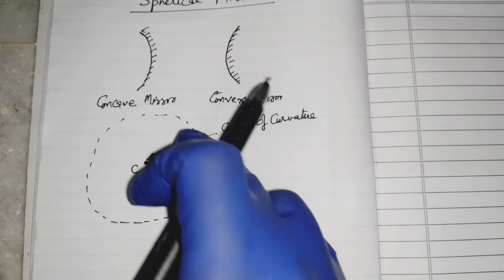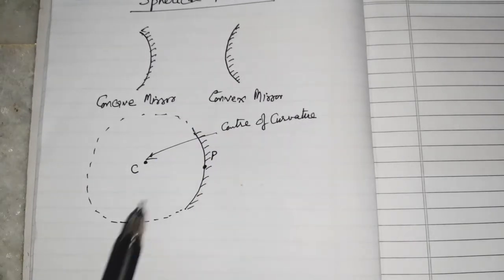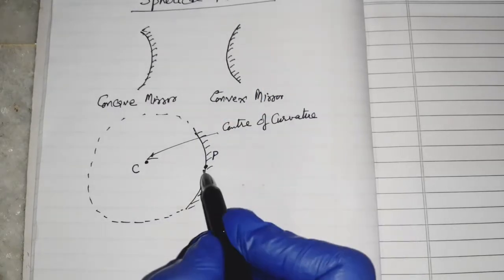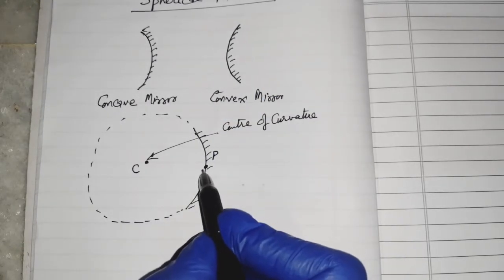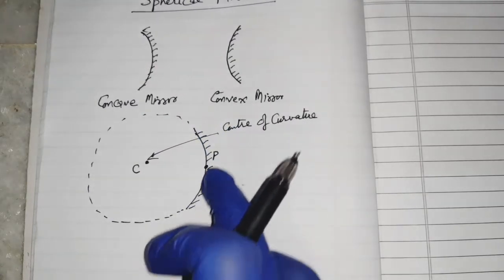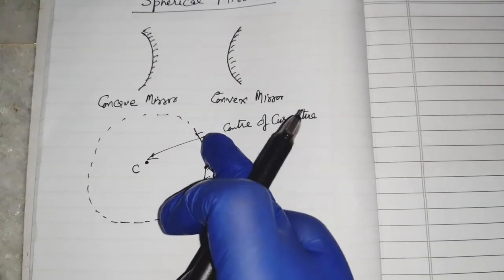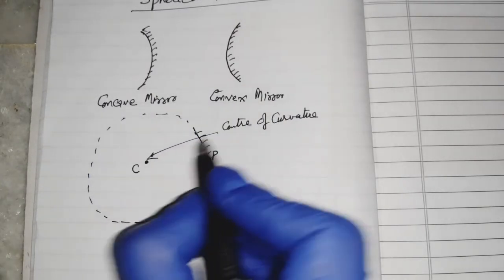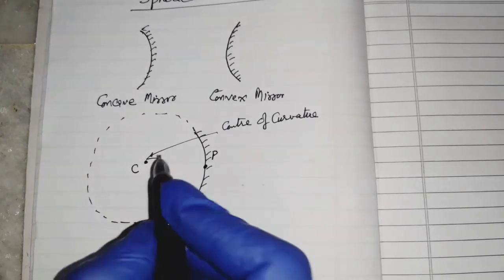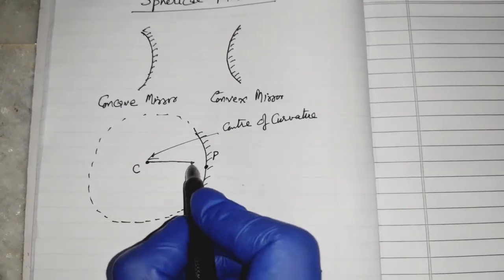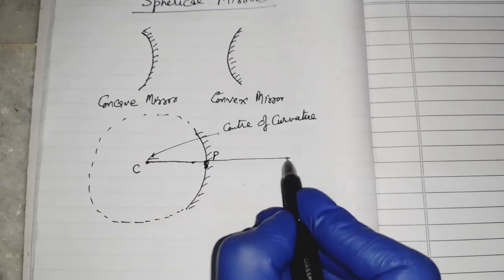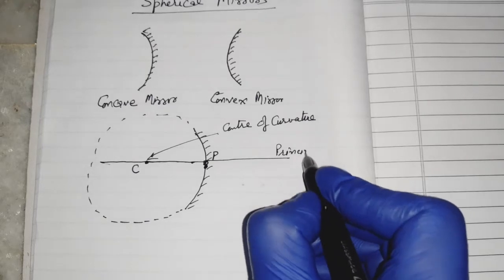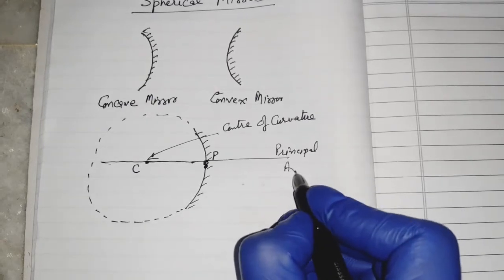This is a mirror. What type of mirror is it? It is a concave spherical mirror. This is the geometrical center called the pole. This mirror must be a part of a sphere, and this sphere has a center. This center is called the center of curvature, and a line joining P and C, extended, is called the principal axis.